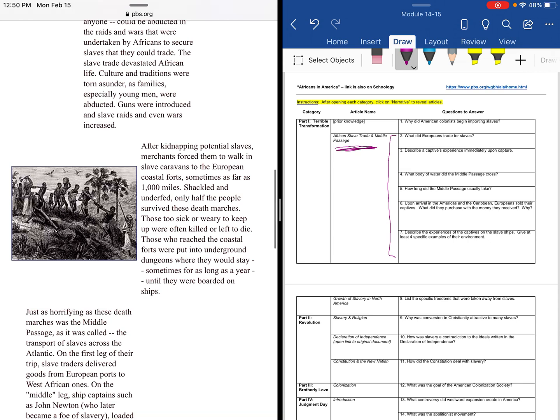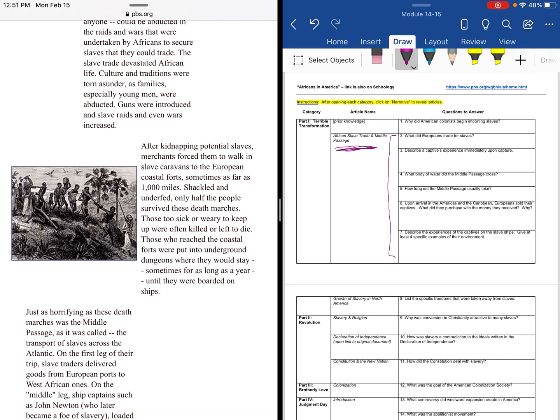After kidnapping potential slaves, merchants forced them to walk in slave caravans to the European coastal forts, sometimes as far as 1,000 miles. Shackled and underfed, only half the people survived these death marches. Those too sick or weary to keep up were often killed or left to die. Those who reached the coastal forts were put into underground dungeons where they would stay, sometimes for as long as a year, until they were boarded on ships. So I feel like some of that answers number 3, a captive's experience immediately upon capture.